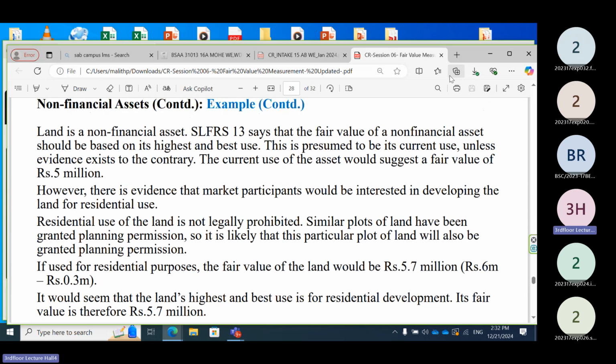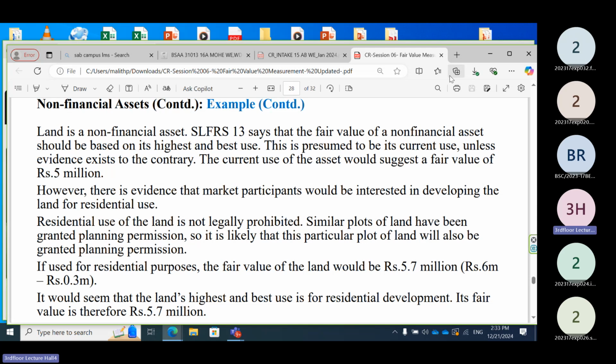So here we have the explanation. Land is a non-financial asset. The standard says the fair value of a non-financial asset should be based on the highest and best use. This is presumed to be its current use unless evidence exists to the contrary, right? The current use of the asset would suggest a fair value of 5 million.